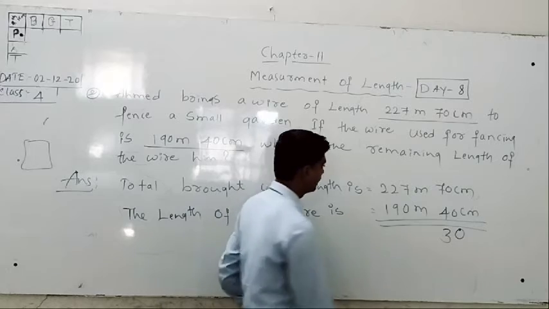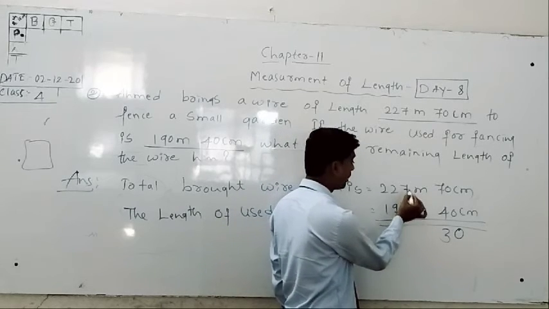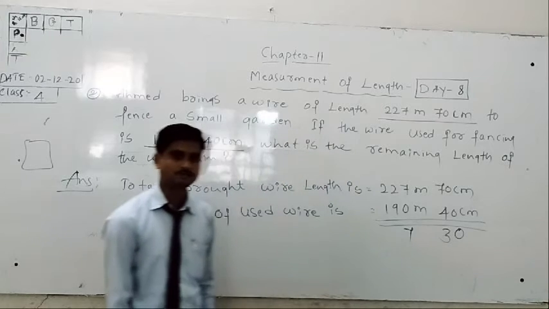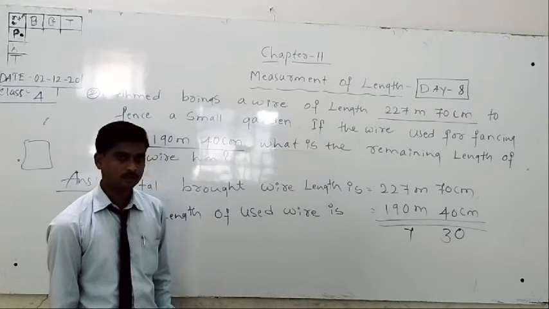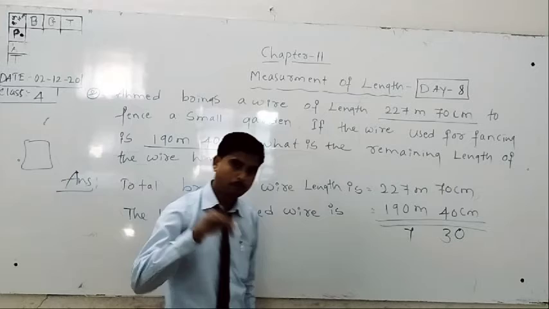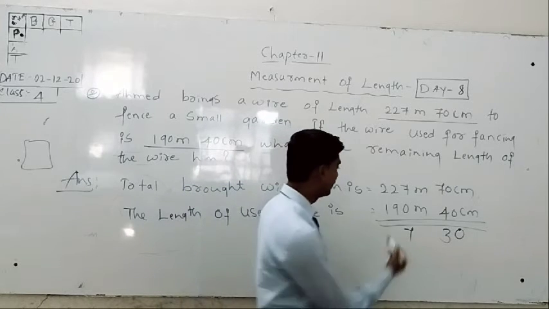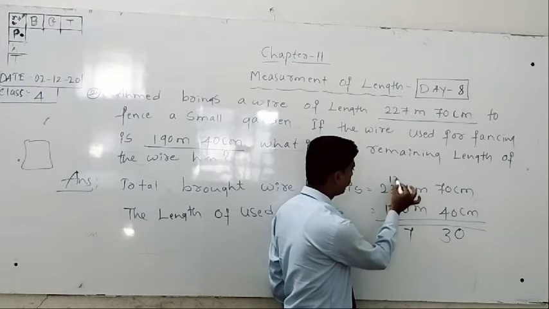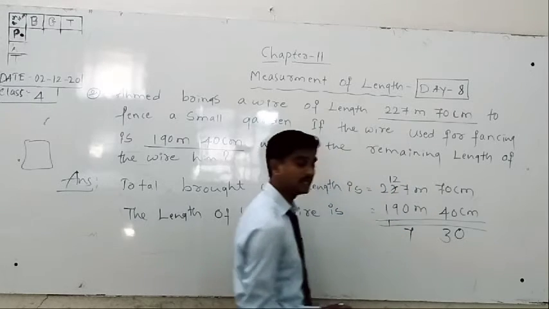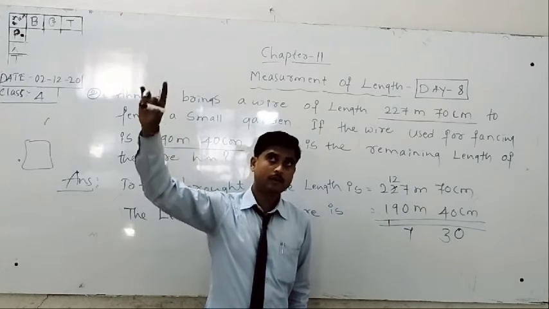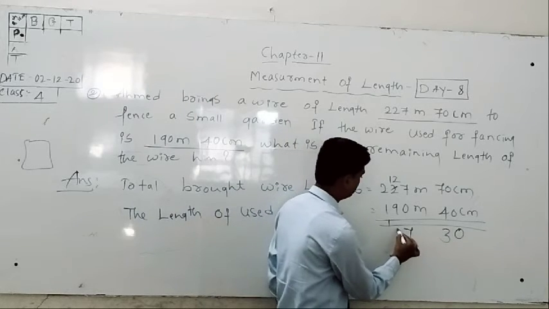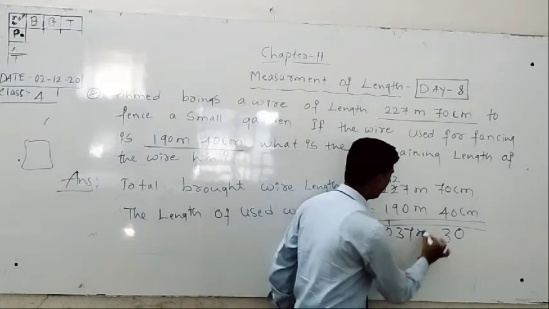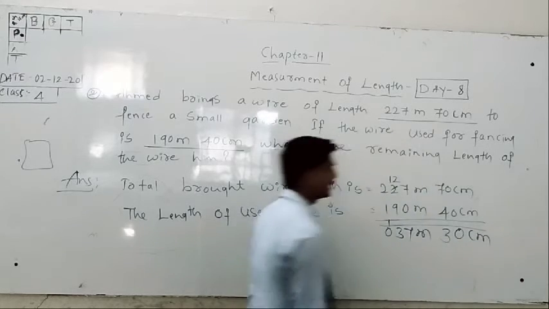Then 0 minus 7, 7 only. Any number you take, subtract 0, that answer should be that number only. Then 2 is not subtract 9, you take a borrow, it is 12. 12 minus 9: 10, 11, 12, it is 3. Then 2 minus 2, it is 0. Then 37 meter 30 centimeter.